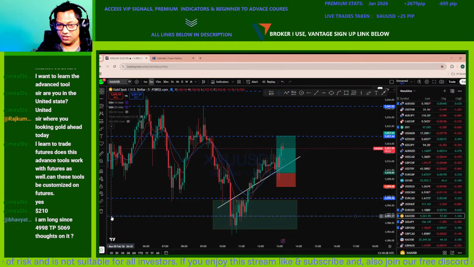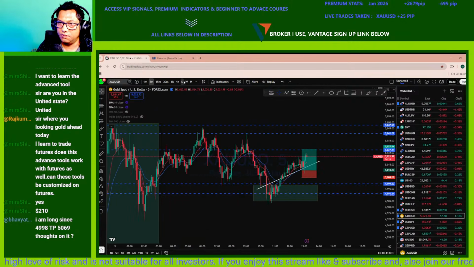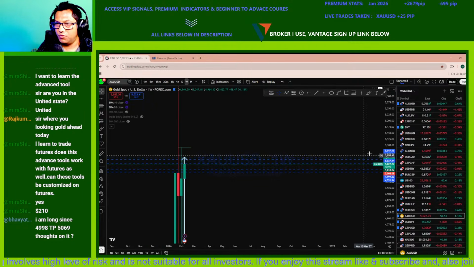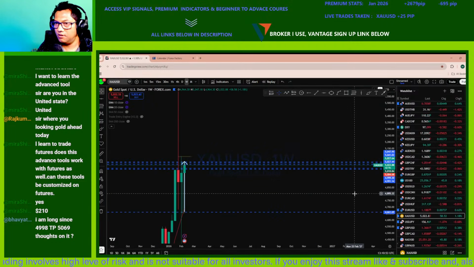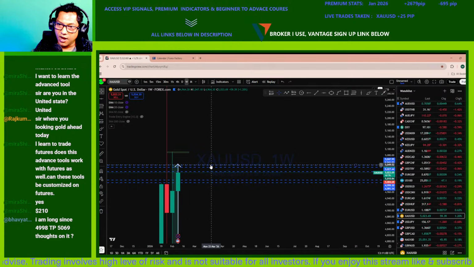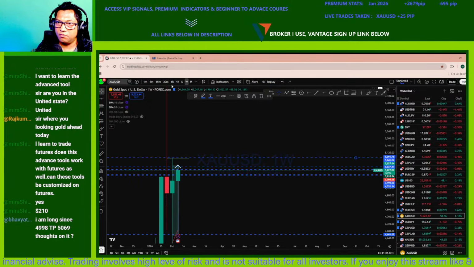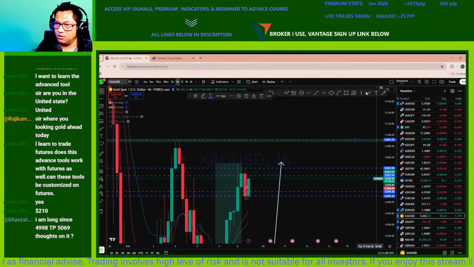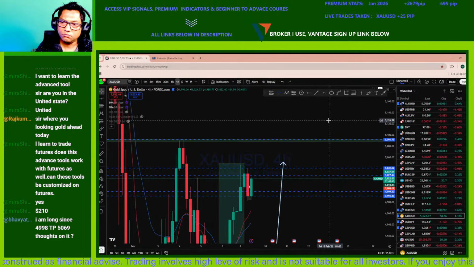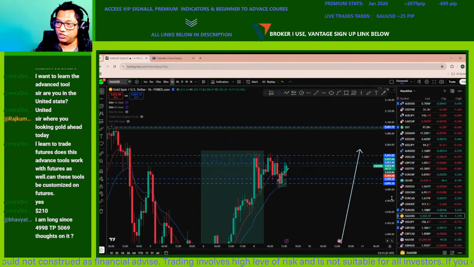I'm long since 4998, TP 5069. That's a big one. Let me see here, daily. If you look at the weekly, 5069 is achievable because the previous weekly high, as you can see, is at 5091, right? The previous weekly high is 5091. And it is possible for the market to reach that far.